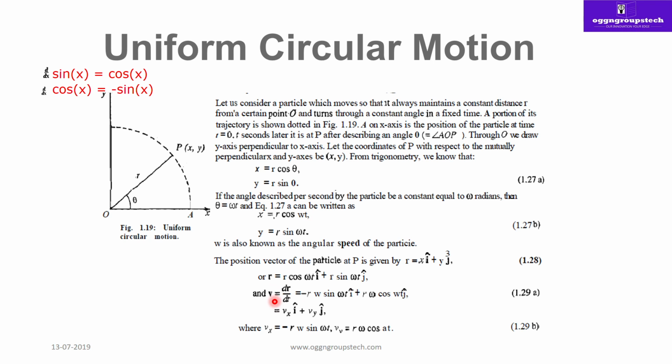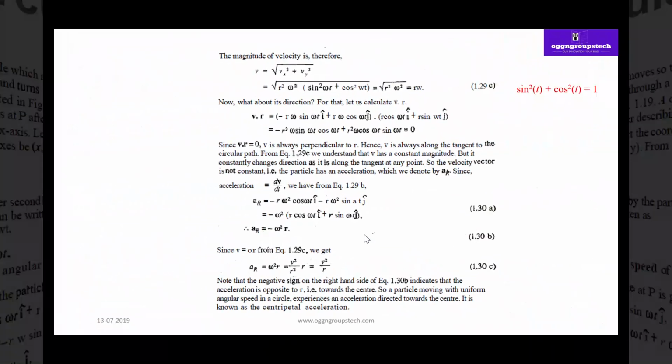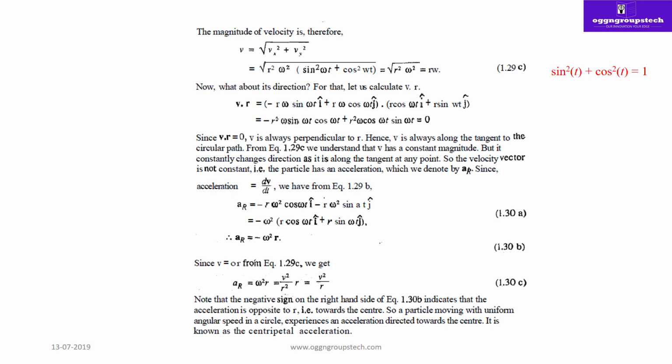Okay, now we'll go to the next topic, which is acceleration. Now we have determined the displacement, that is the position vector. Then we have determined the velocity. Now next, acceleration. Okay, but before going for acceleration, we'll determine the magnitude of velocity. So v is equal to square root of vx square plus vy square. Before starting this, I'll just take a trigonometric formula. sin square omega t plus cos square omega t is equal to 1. Fine. Now come back to this.